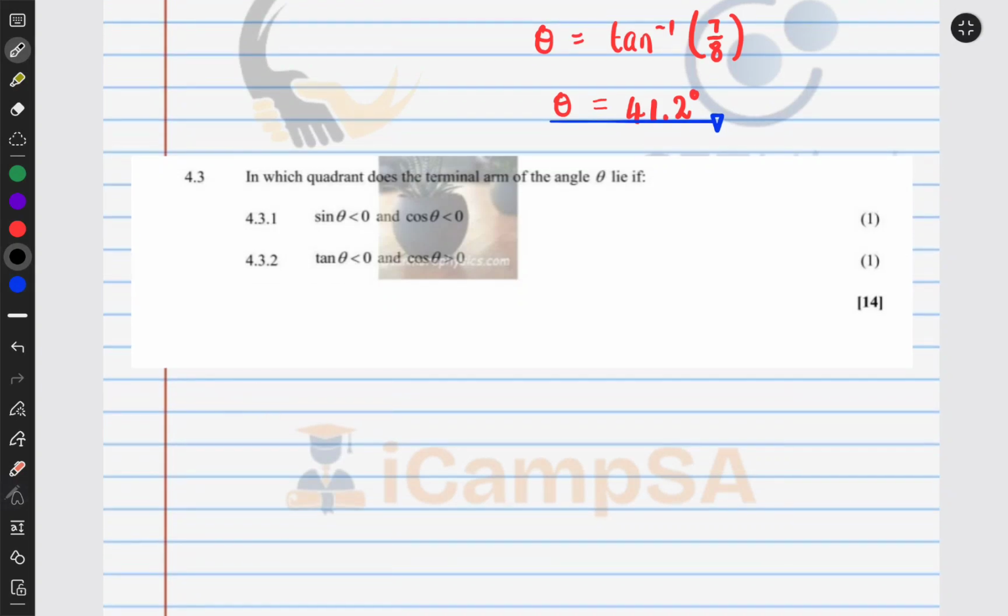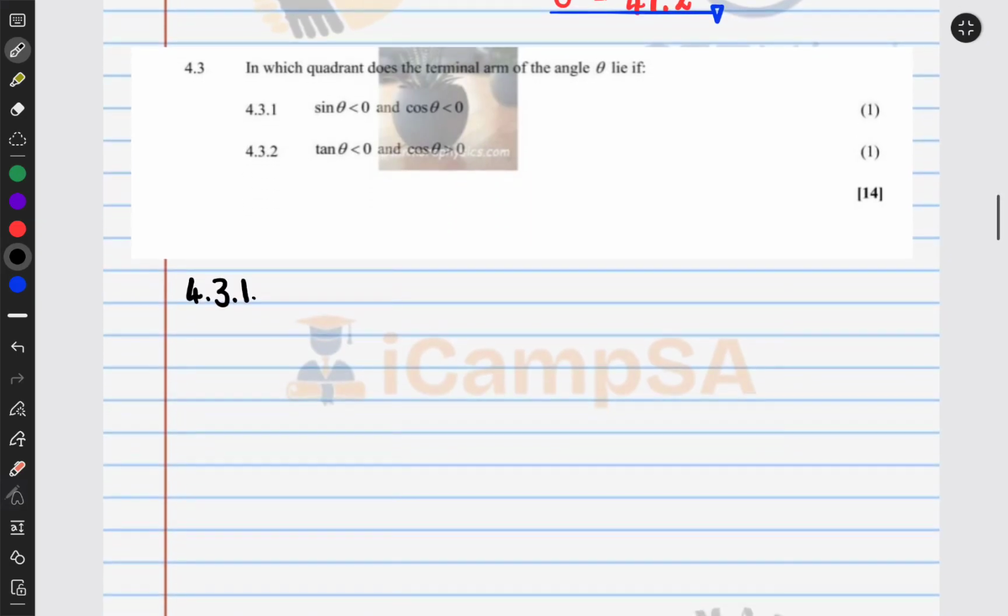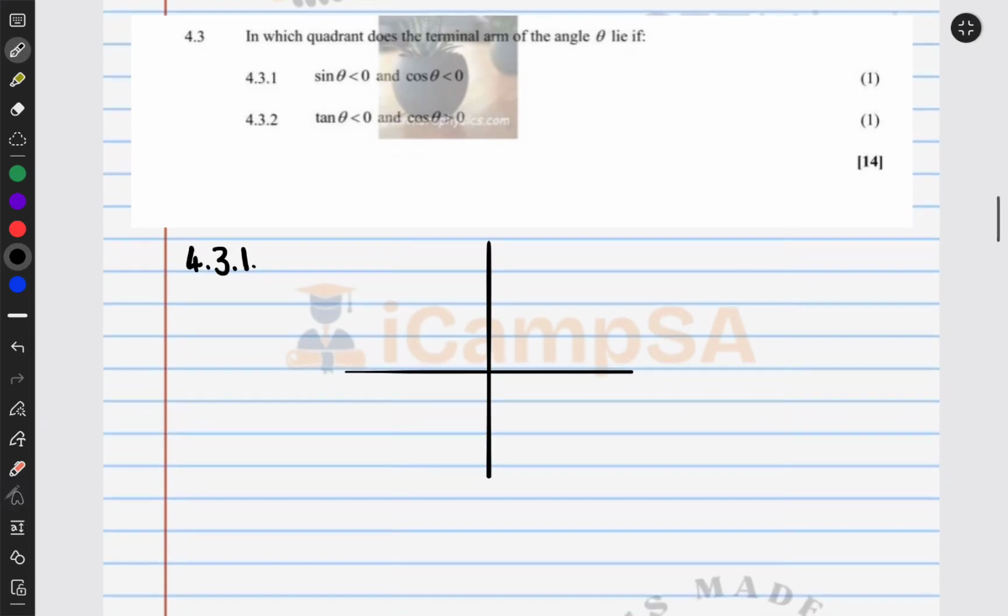4.3.1. Okay, and then to help you see, I will actually draw the Cartesian plane with our degrees. So we're gonna have 0 degrees, 90 degrees, 180 degrees, 270 degrees here, and then 360. That's a full revolution.